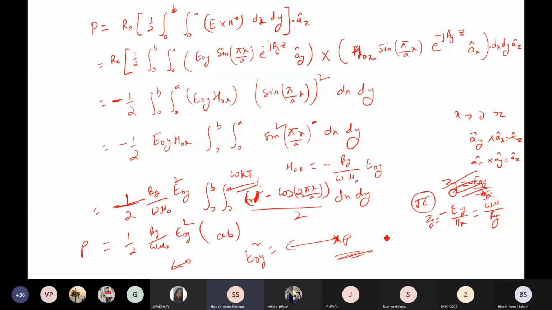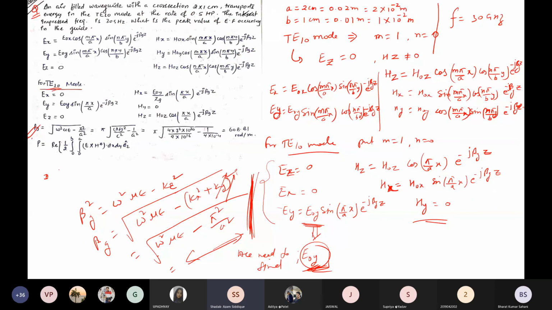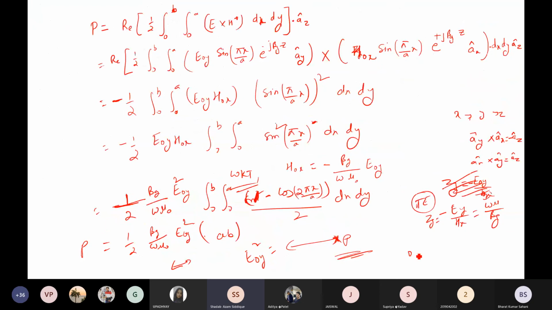And if you want, you take the power transmission that is there now, 0.5 HP. So 0.5 HP can be converted into watt. That will be 373 watt. You check it out, what value you are getting. After solving this, E naught y you will get comes out to be 53.87, and this is electric field, so the unit will be volt per meter. That is the answer we had. Okay, so let's stop here. That is the E naught y we have.